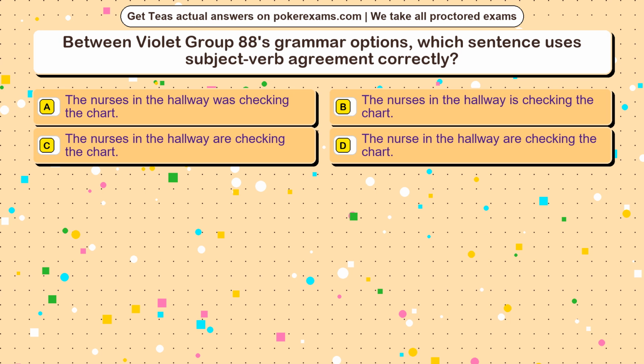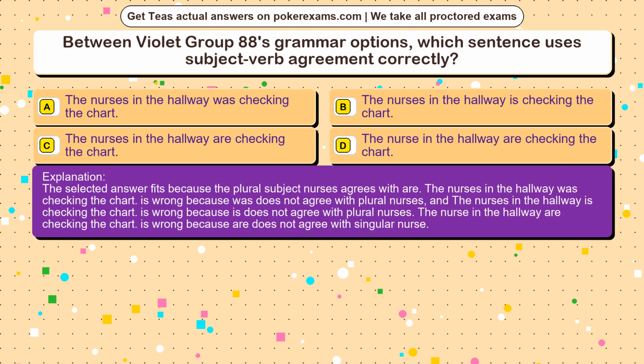The correct answer is option. The selected answer fits because the plural subject nurses agrees with are. The nurses in the hallway was checking the chart is wrong because was does not agree with plural nurses, and the nurses in the hallway is checking the chart is wrong because is does not agree with plural nurses. The nurse in the hallway are checking the chart is wrong because are does not agree with singular nurse.